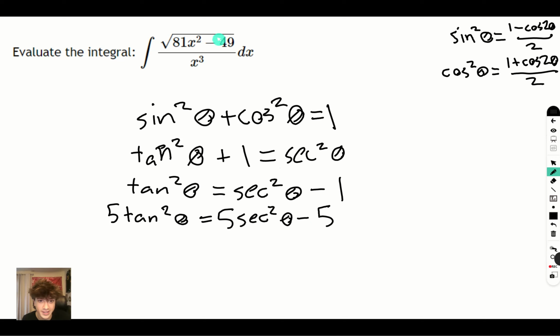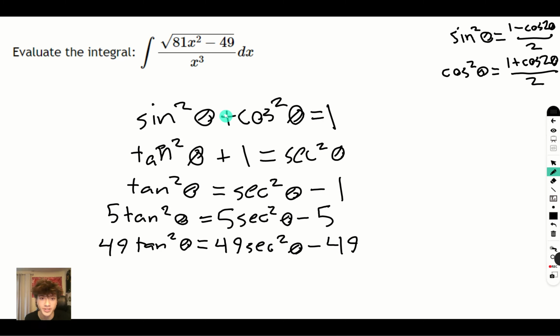So now, how does this apply here? Since the constant is 49, we want to have an equation that looks like this: 49 tangent squared theta is equal to 49 secant squared theta minus 49. The issue is, how do we get 81x squared to equal 49 secant squared theta? And that's pretty simple. You just set them equal to each other. 81 x squared is equal to 49 secant squared theta.